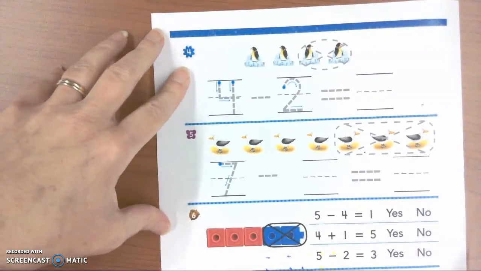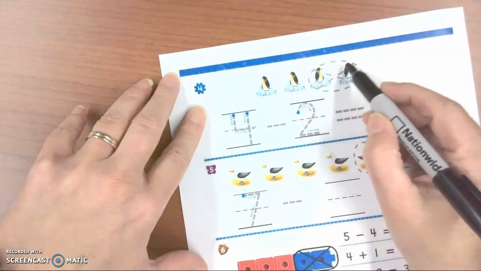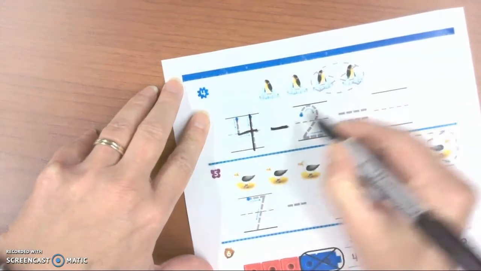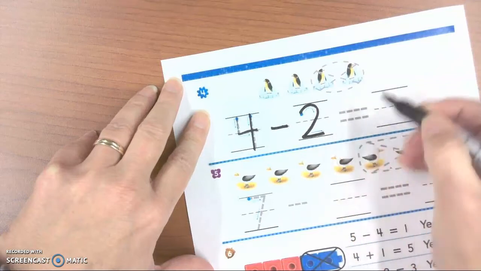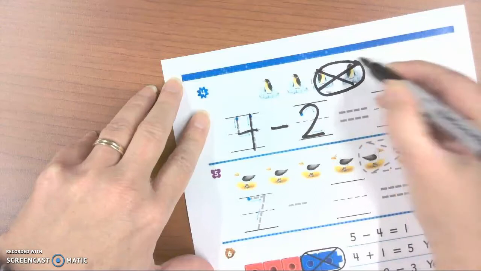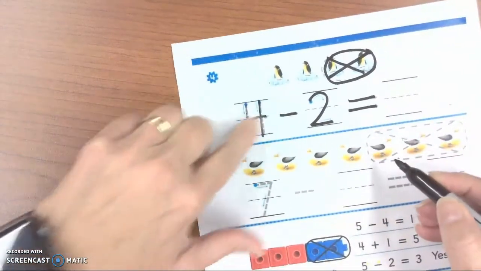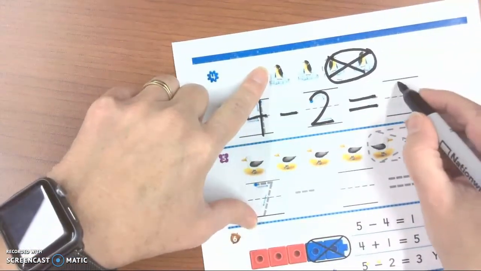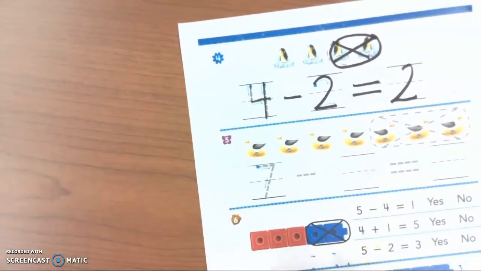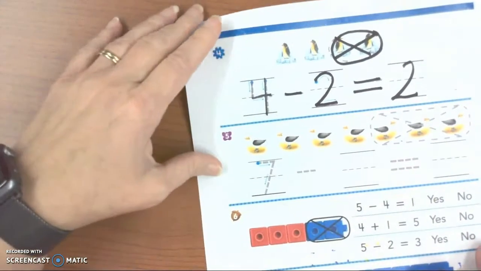There are 4 penguins. 2 penguins are taken from the set. How many penguins are left? Trace and write to complete the subtraction sentence. 4 penguins. 2 penguins are taken from the set. And so we see these penguins are going away. So when we have 4 subtract 2, our answer is 2. We have 2 penguins left. So our subtraction equation is 4 minus 2 equals 2.